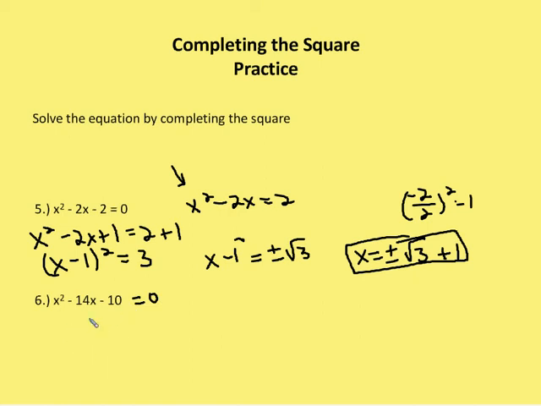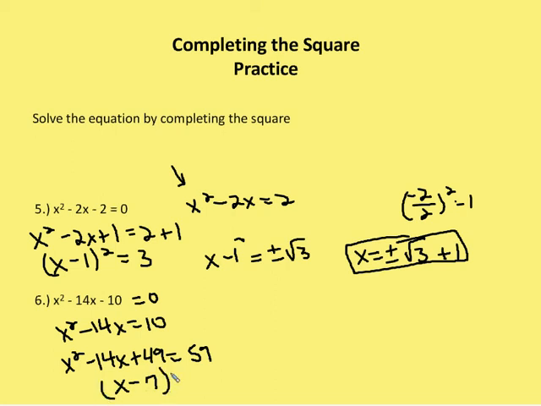Same process, I'm going to add 10 to both sides. I have x squared minus 14x is equal to 10. I figure out that my c value is going to be 49, so b over 2 squared is 49. x squared minus 14x plus 49 is equal to 10 plus 49, or 59. I know that my squared binomial in this case is just going to be x minus b over 2. So x minus b over 2, which would be x minus 7 squared, and that's equal to 59.